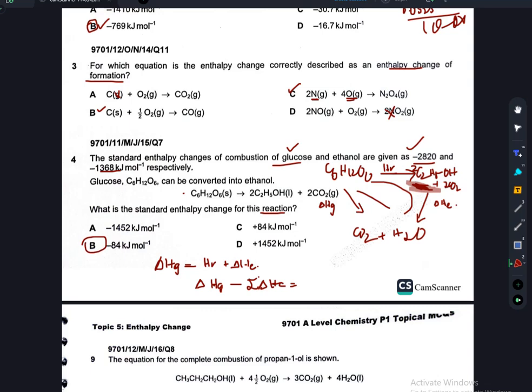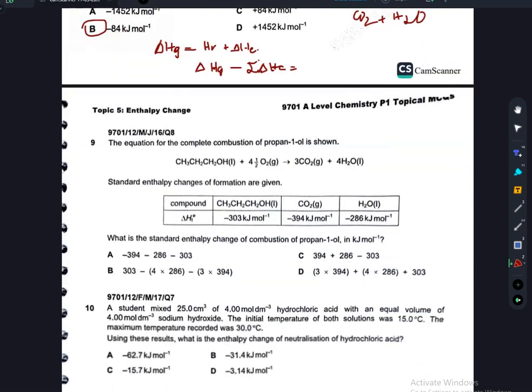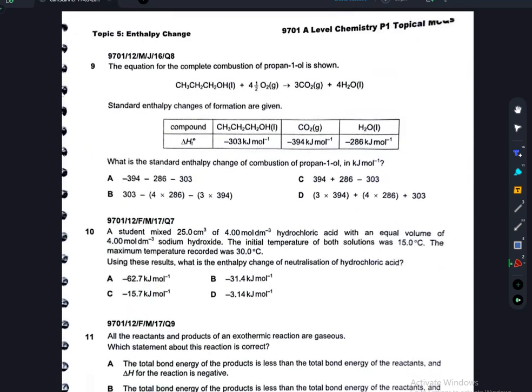Again, I am leaving the calculations to you guys. Okay, now this P1 has been randomly arranged. So we are now moving on to question number 9, I guess. Okay, so this is a bit trickier question. Question number 9. The equation for complete combustion of propanol.